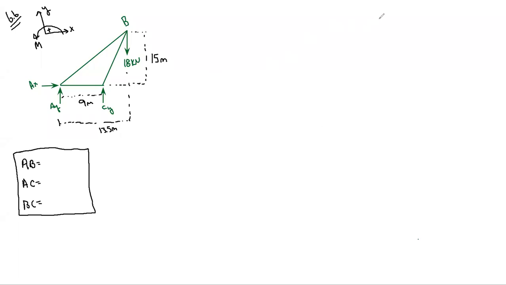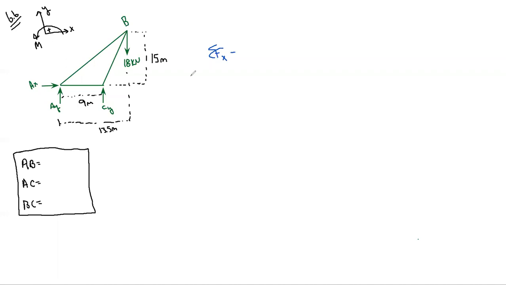Good afternoon. We are watching the solution for problem 6.6, which was one of the homework problems. I've got it drawn up on the board. The problem statement is to calculate the forces for each of the pieces of the truss, AB, AC, and BC, and determine whether they're in tension or compression.